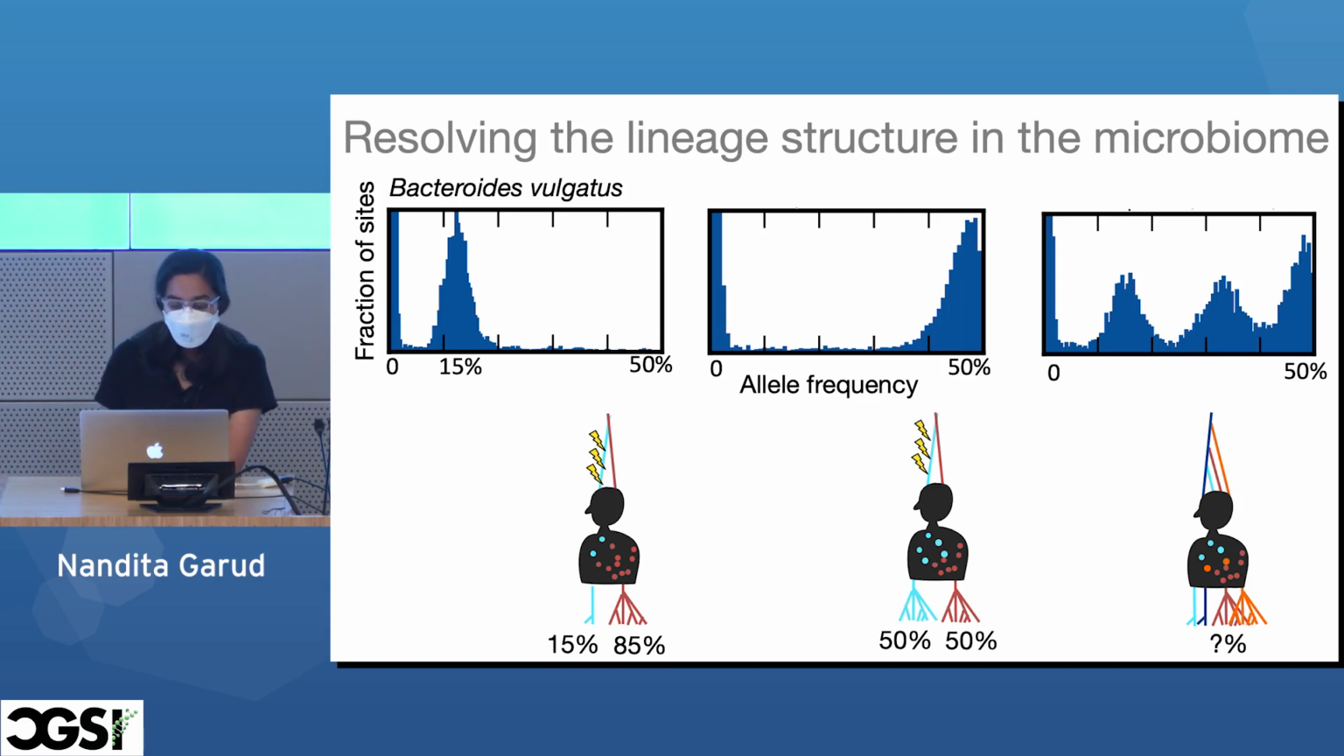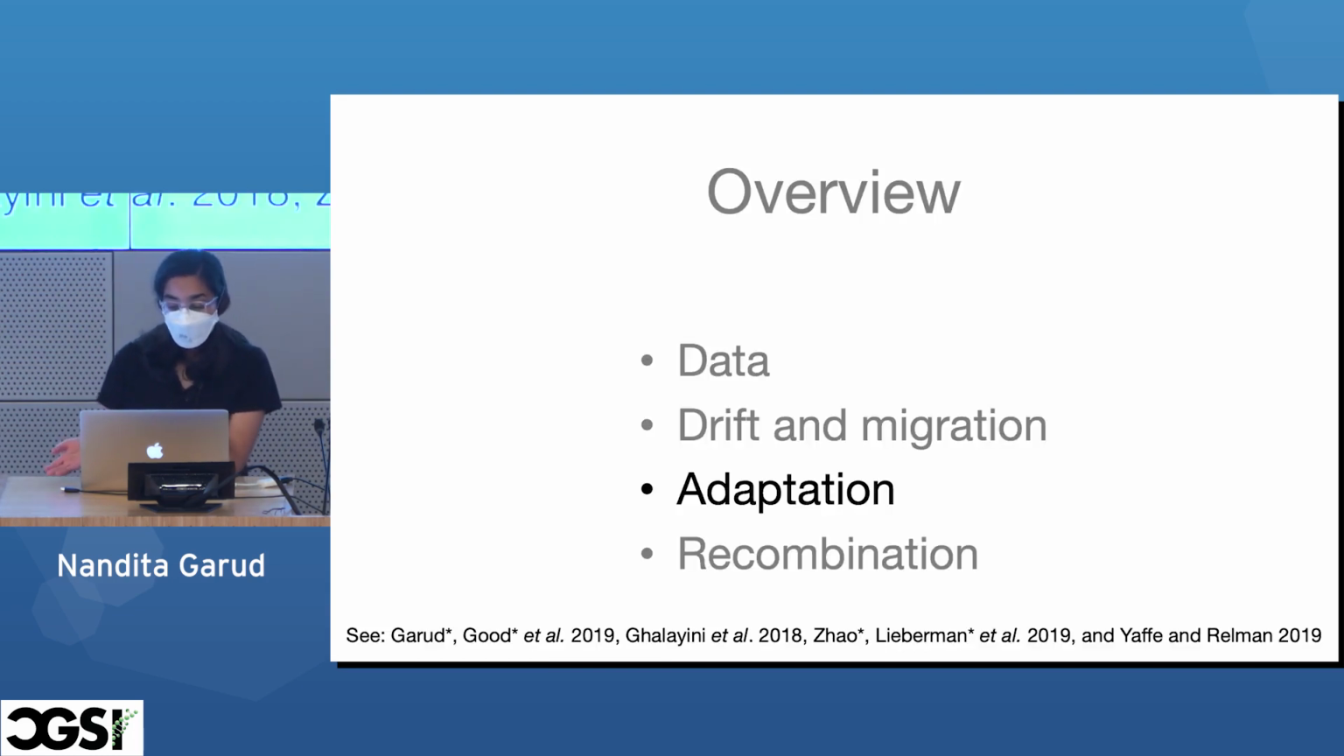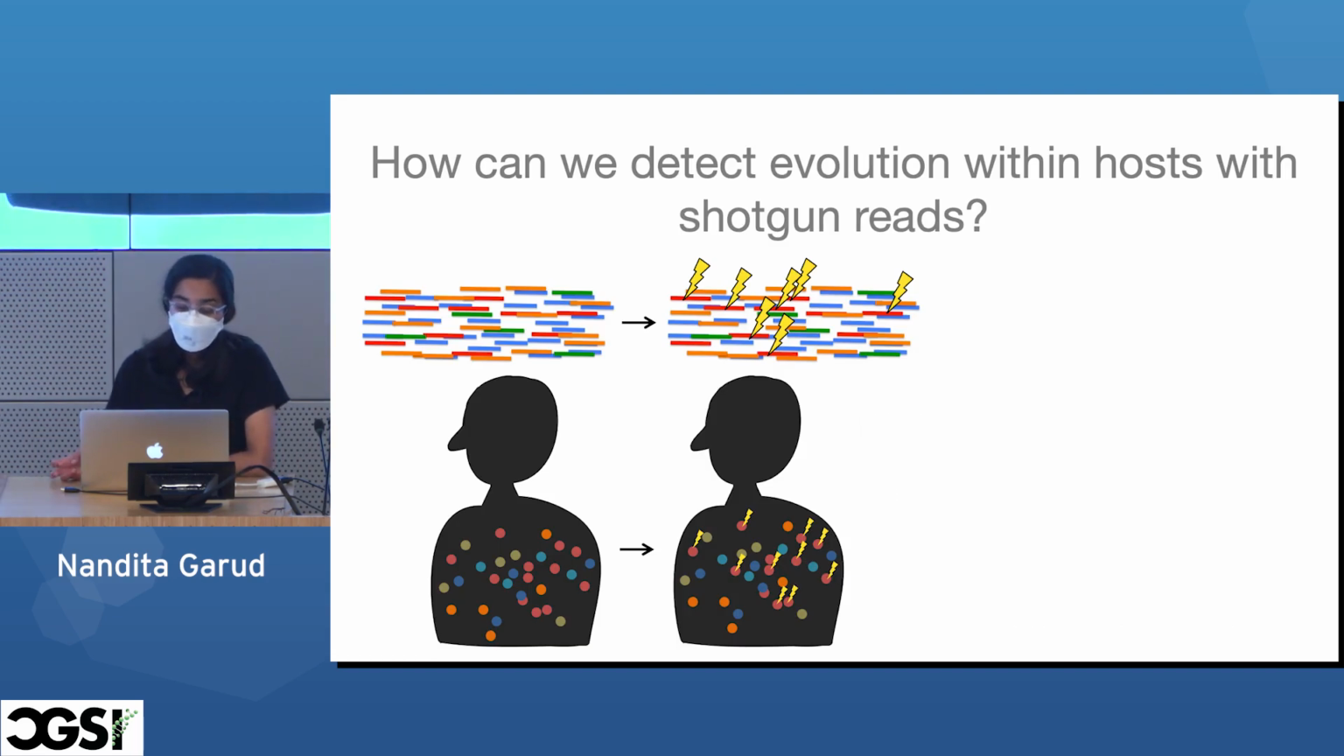Okay, so going to the next part, which is adaptation. How do we detect that, and what does it look like in the human gut microbiome? I'm going to use the word evolution, but adaptation is where a mutation is beneficial and can rise to high frequency quickly because it is beneficial. And how do we detect such events within hosts with shotgun reads? Ideally, what we're going to look for are mutations that go from low to high frequency over time.